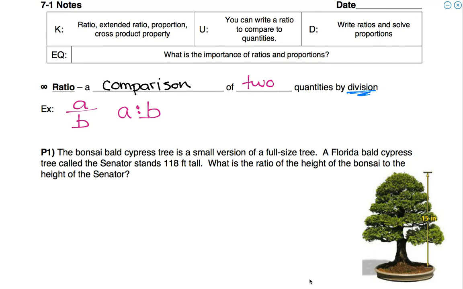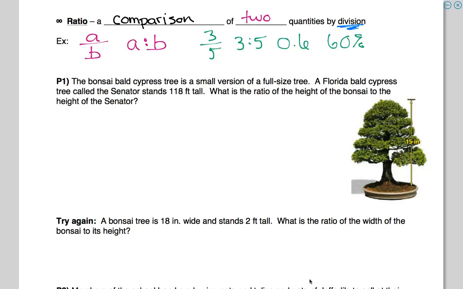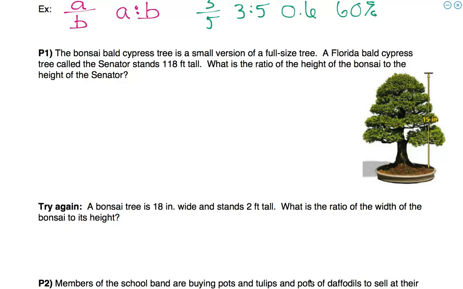There are other ways to write ratios. So let's say if we did 3 over 5, we can say 3 colon 5. We can write it as a decimal, or we can even write it as a percent. Those are all ratios. So the key here is comparing two quantities. So you want to be able to identify those two quantities.